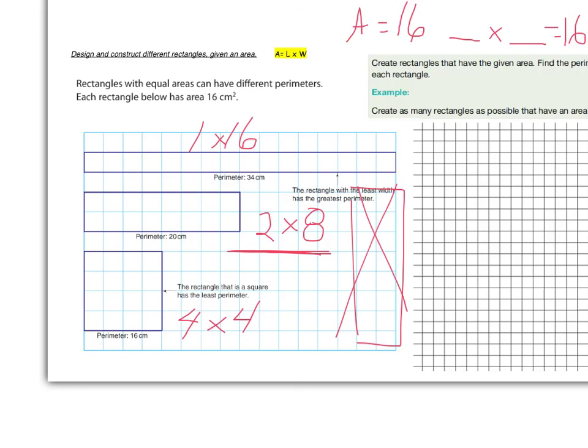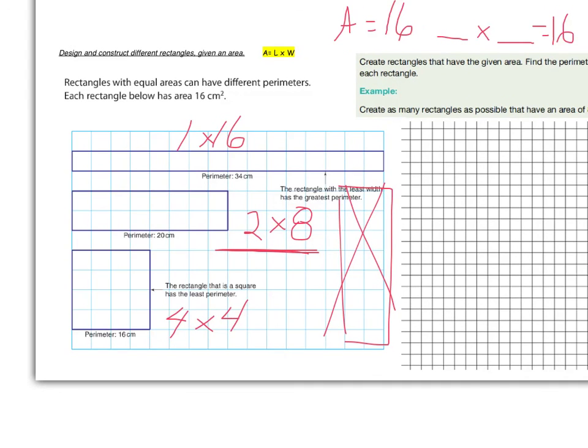Now we're going to look at the perimeters of those. All right, so to find out the perimeter of each, remember we have to add. So 1 plus 16 is 17.